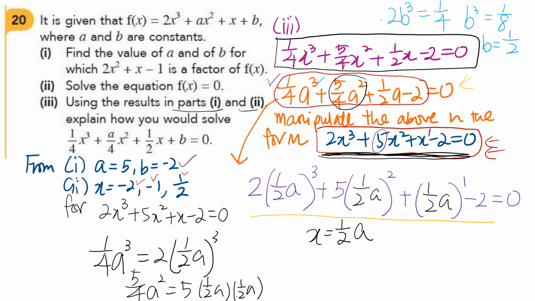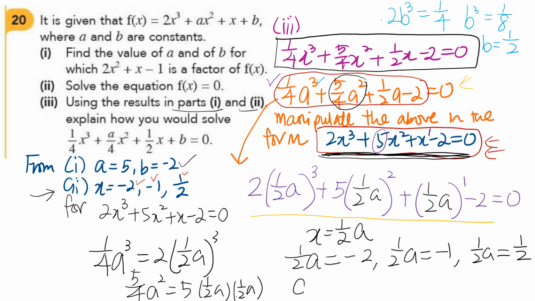And we have found the answers from part 2. Remember, in part 2 we already found the answer for x, which is -2, -1, and 1/2. Now our job is to find A. So what we are saying is my half A can be equals to -2, the first answer, or my half A can be equals to -1, or my half A can be equals to half. And A will be -4, or A will be -2, or A will be 1.